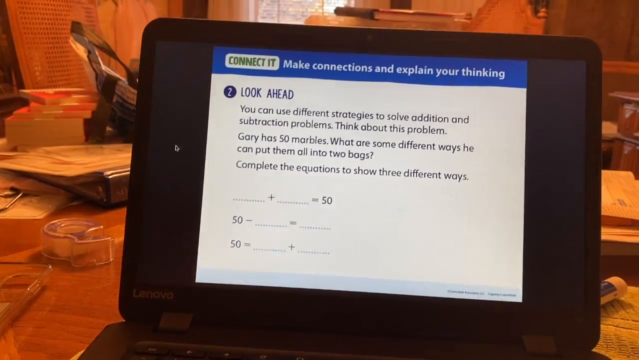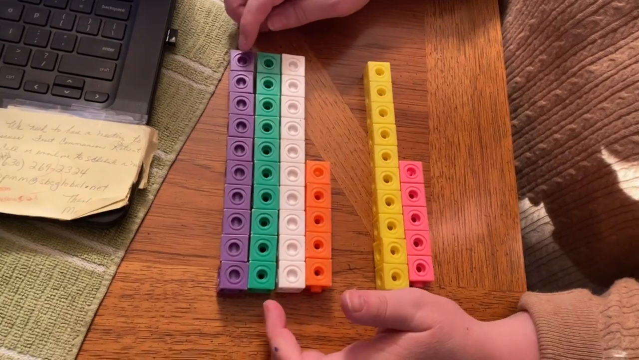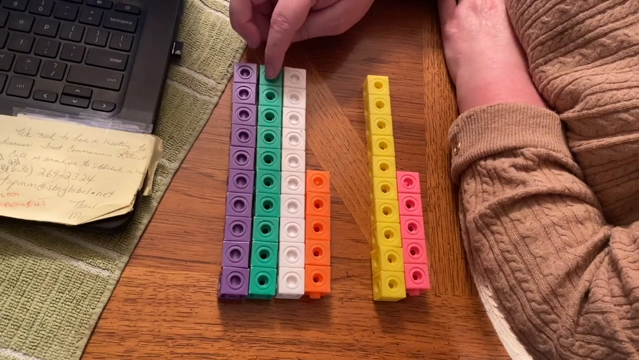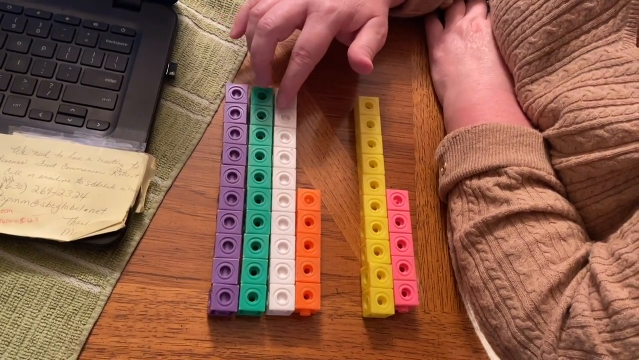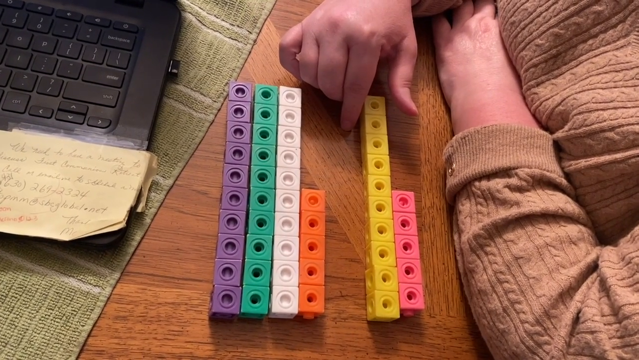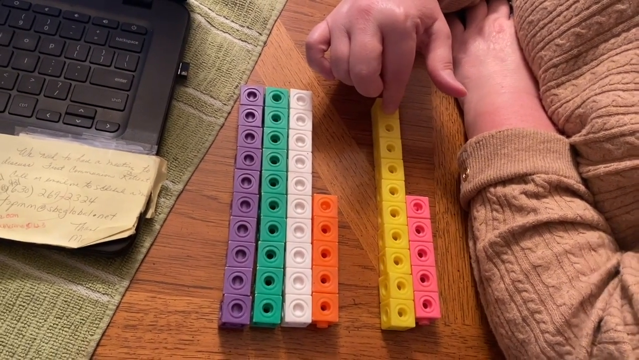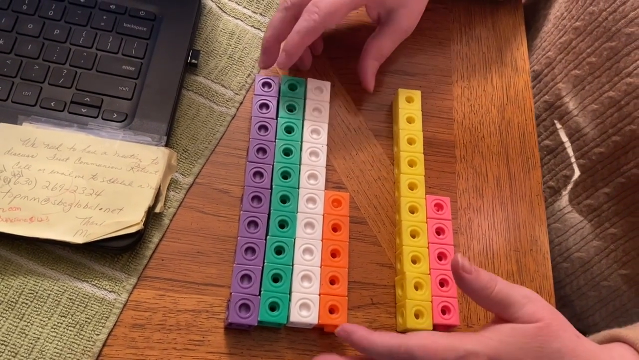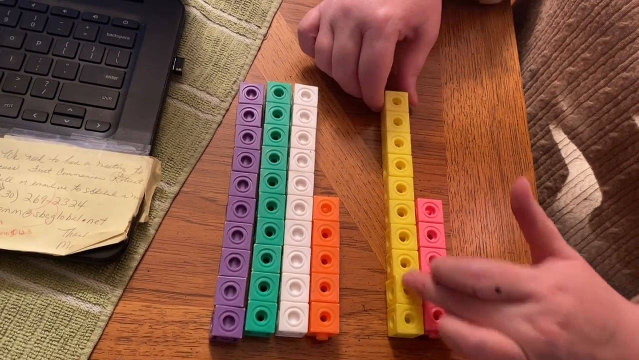So we come over here to my linking cubes. We had 35 because we used that for a previous problem. 10 plus 10 is 20, plus 10 is 30, plus 5. So that's 35. But what if I decided, how much more am I going to need to make 50? So 10, 20, 30, 40, 45, 50. So this is 15 more, correct?